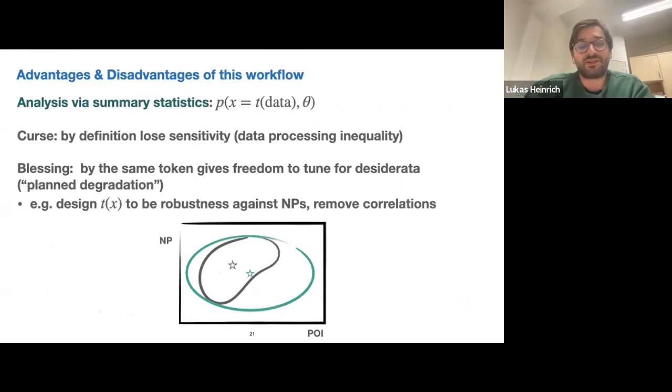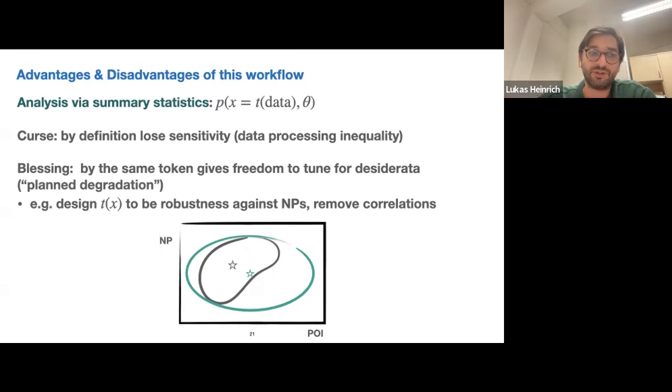There's not only disadvantages with this workflow. One of the disadvantages, of course, is that by compressing the data into a low dimensional representation, you lose sensitivity. You're not making full use of the data. There might be correlations in the high dimensional space that you lose by doing the compression. But actually it could also be a blessing.